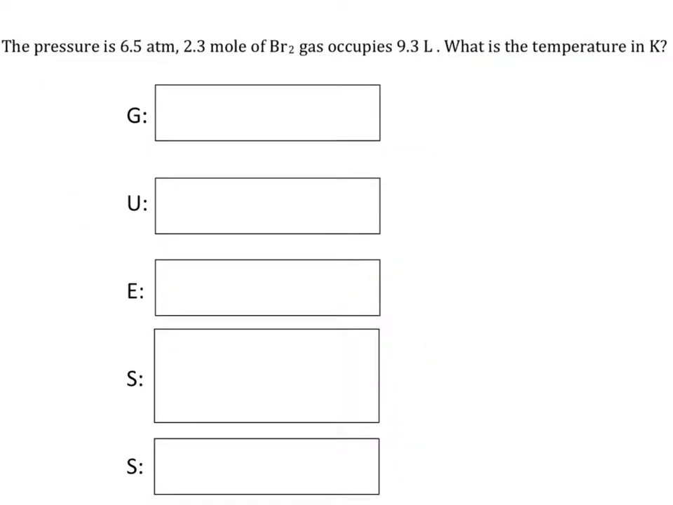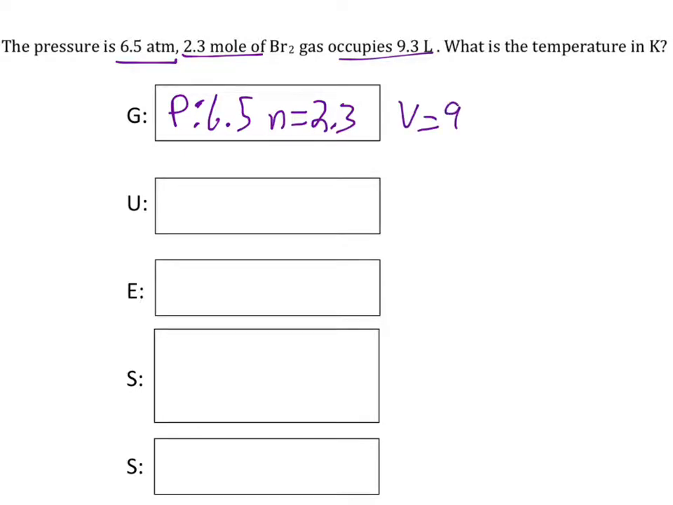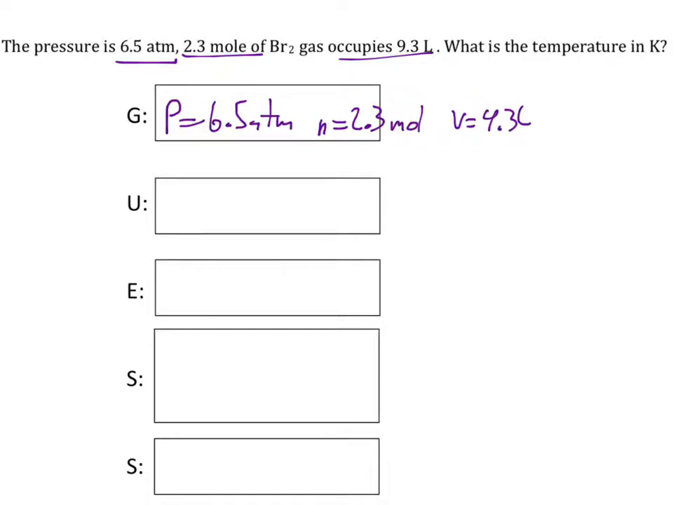This one gives us pressure. Okay, so the given in this situation is 6.5. It gives us moles, and it gives us volume. And I just cleaned it up there a little bit. Now what it's asking for is, what is the temperature? So the unknown is the temperature. That's what we don't know. Now again, we're given 3 of the 4 variables, and it's asking for the 4th.